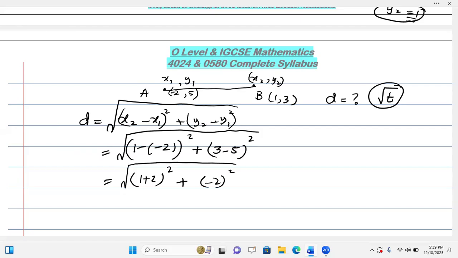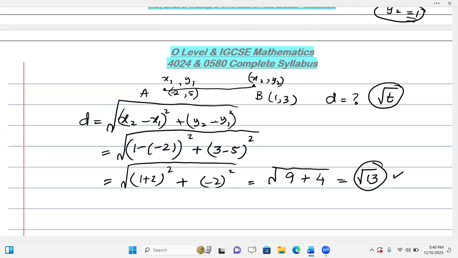So 1 plus 2 is 3, and 3 squared is how much? 9. After that, plus (-2) squared. When the power is even, the minus sign will be ignored, so it will be 4. And this will be taken in square root, and you get the answer root 13. All right. This is the distance for the AB part, for 2 marks he has given.